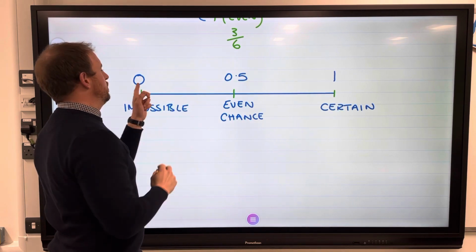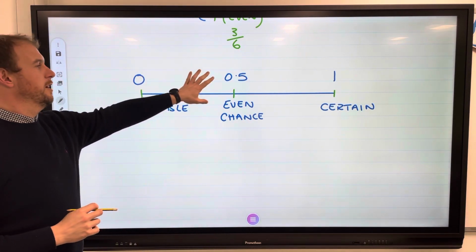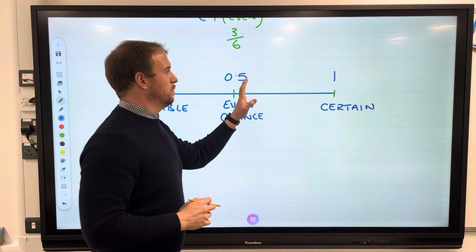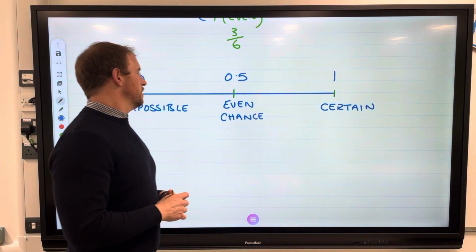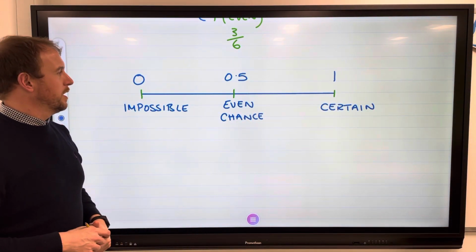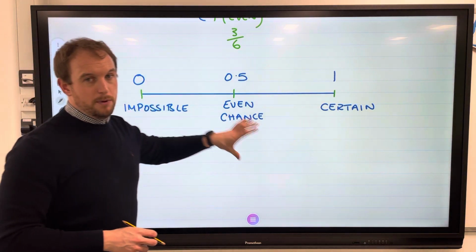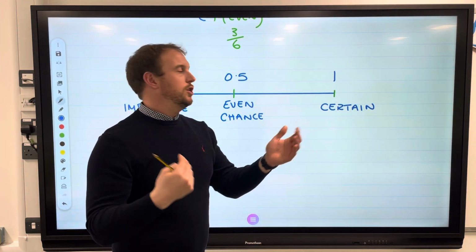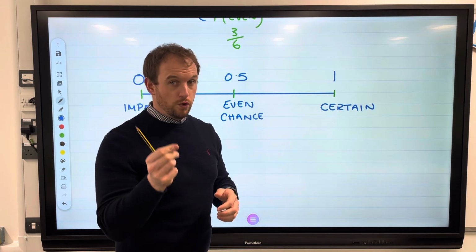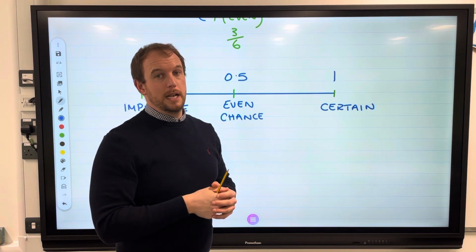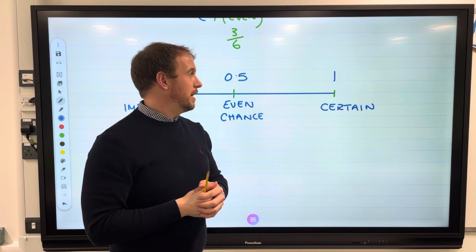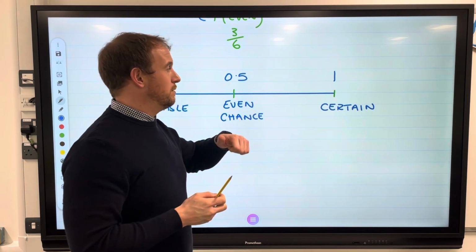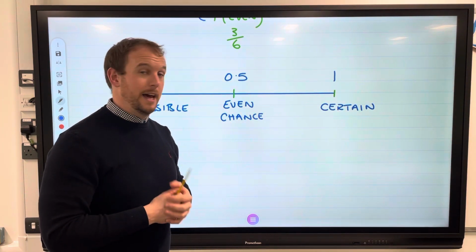Obviously, anything between 0 and 0.5 can go in here. Anything from 0.5 to 1 would go after the even chance part. Okay, so remember, 0 is impossible, 1 is certain, 0.5 in the middle, then obviously you can go either side. Draw those arrows, label them clearly, and hopefully that'll give you a little bit more understanding about what a probability scale looks like and how it can be used.